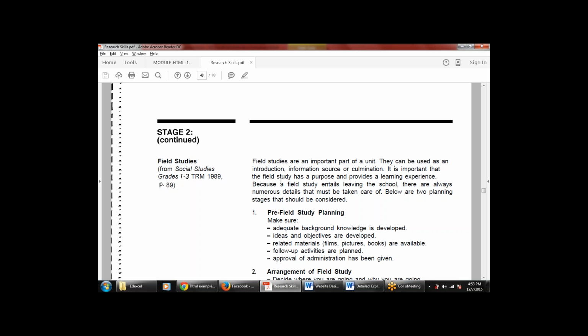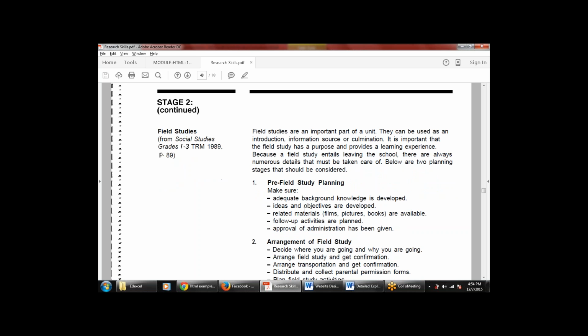A field study entails leaving the school, and there are always numerous details that must be taken care of, such as how to carry out the study and how to build the network. Below are the two planning stages. So there are two stages in which the planning must be carried out.